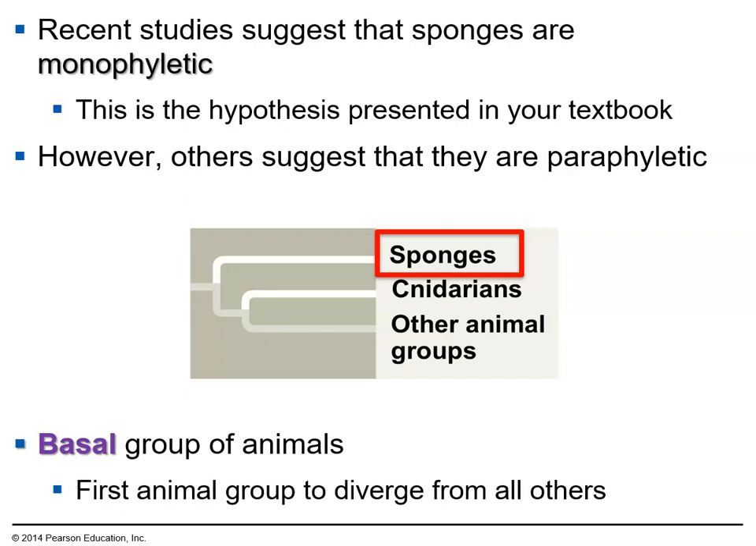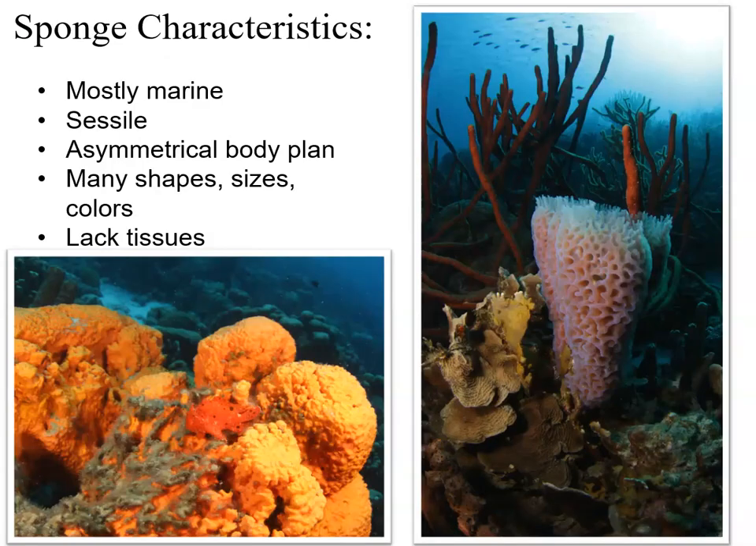However, as with all taxonomic studies, there are different hypotheses out there. Some suggest they're paraphyletic, but we're going to go with the monophyletic hypothesis. Okay, so having all the sponges coming from a single most recent common ancestor, they would have certain characteristics in common with each other. These are the characteristics that define the sponges, or the phylum Porifera.